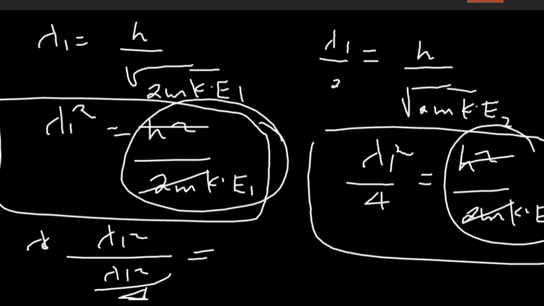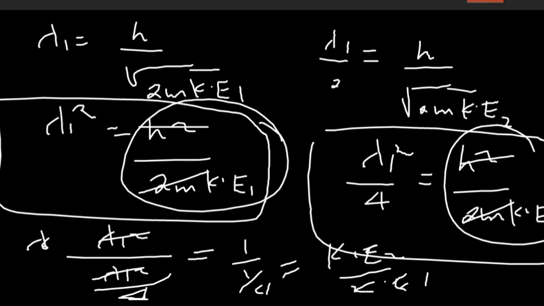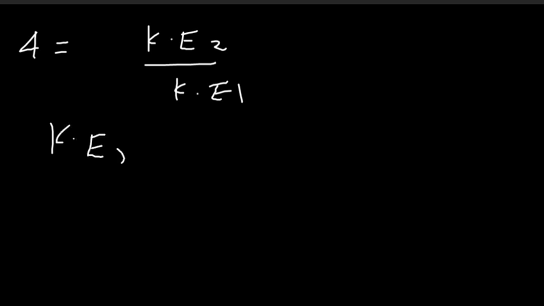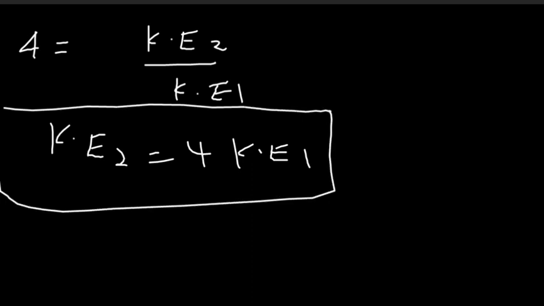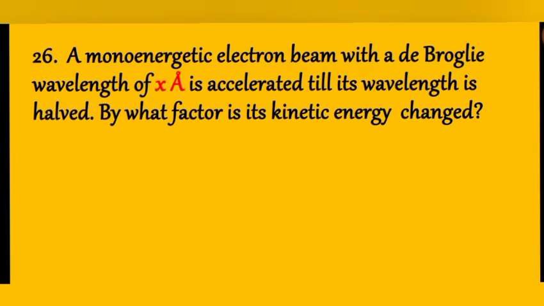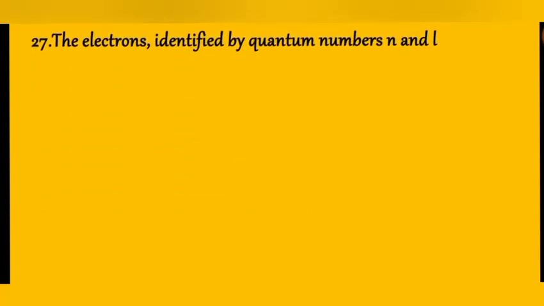Then wavelength 1 squared cancels, and we get 1 over 4 equal to kinetic energy 2 over kinetic energy 1. So the reciprocal: 4 is equal to kinetic energy 2 divided by kinetic energy 1. So kinetic energy 2 is equal to 4 times kinetic energy 1. Therefore it increased by four times, 4 times the first one. Okay, options A 8, B 6, C 4, D 3, so the answer is C.